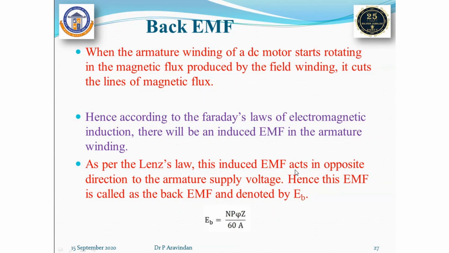It is going to oppose the cause producing it. That means your voltage applied from the outside to the machine, V. So now the EMF induced in the armature conductor is the back EMF, that is, it will be denoted by EB. The formula for EB is equal to P phi Z N by 60A.